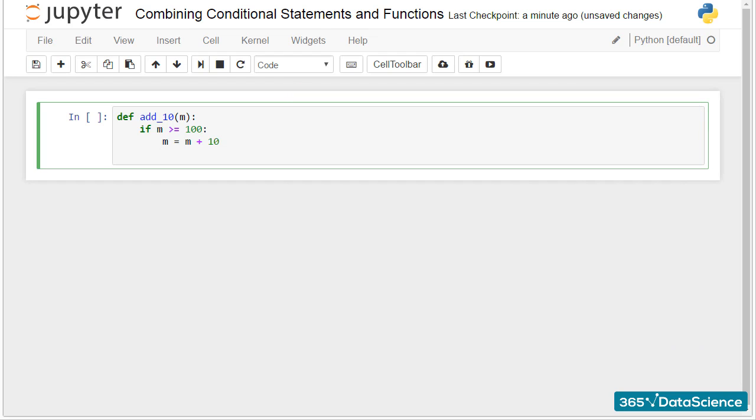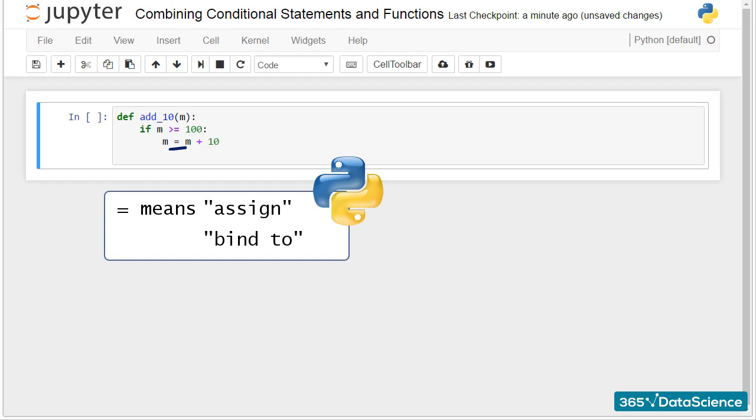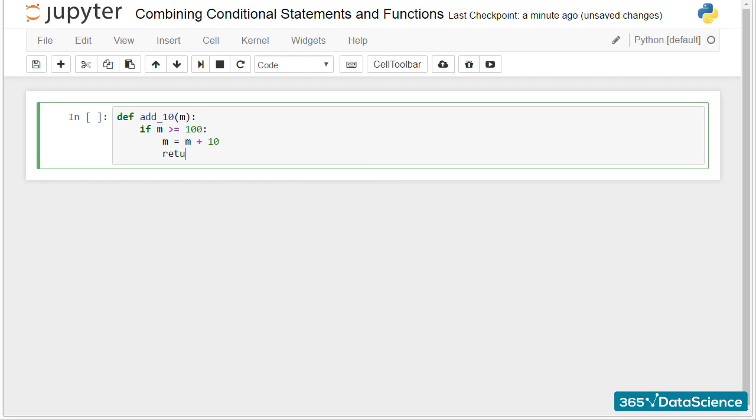Yes, it is what you saw. We have m on both sides of the equation, and that is perfectly fine. As a matter of fact, it is not an equation. Remember that the equality sign stands for assigning the expression on the right side to what is written on the left side. Let's complete the if part with return m.